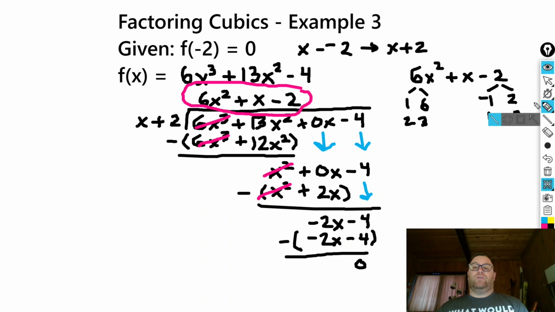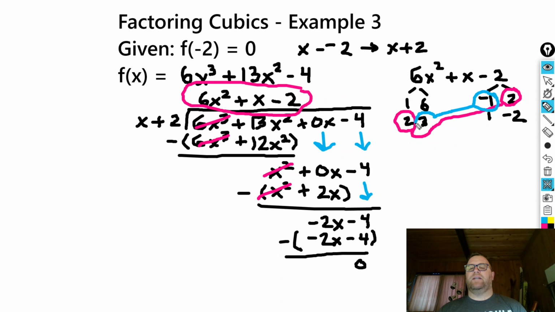So if I do 2 times 2 here, that gives me 4. And then negative 1 times 3 gives me negative 3. If I add those, I get positive 1. So I want to use 2 and 3 as my coefficients in front of x. So I have 2x and 3x here.